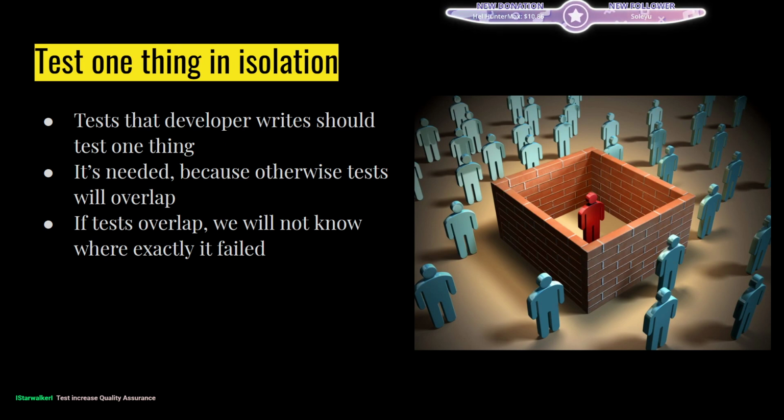Unit tests one thing in isolation. Why do we need to test one thing in isolation? Because we don't want overlapping tests. Because if it fails with isolated test, we'll know where to look for failure. It will be way easier to manage.